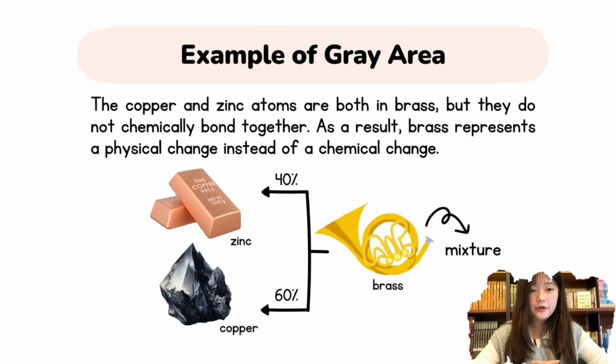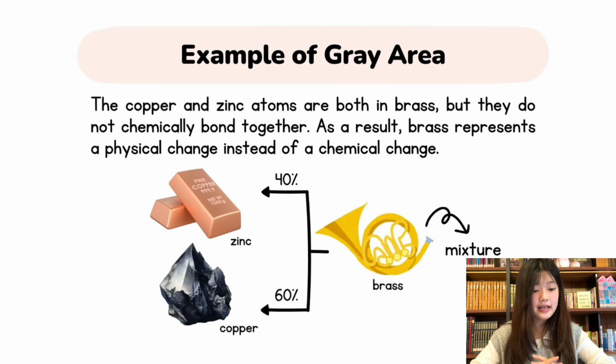Another example of the gray area is zinc and copper mixing to form brass. When zinc and copper are mixed, they form brass, which is a combination of these two metals. Initially, this might appear as a physical change because the individual metals are simply mixed together. However, brass has different properties than either zinc or copper on their own, like color, strength, and corrosion resistance.